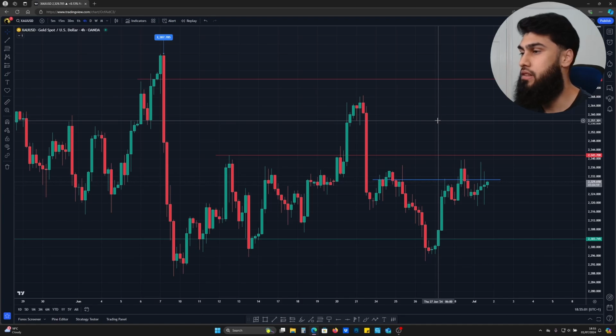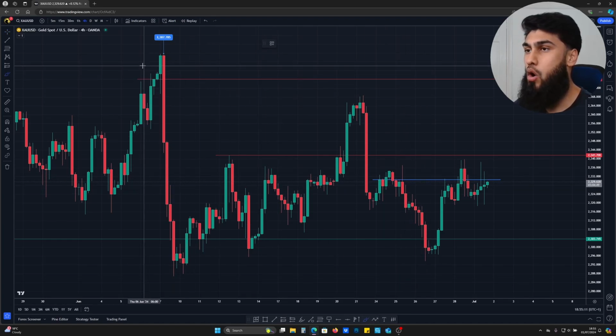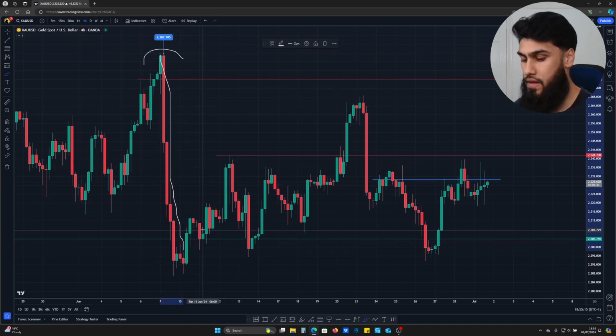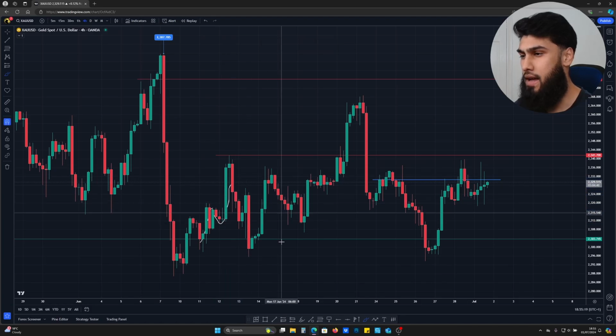So the reason this is an advanced example is due to the fact that we're going to be taking advantage of the substructure movements as well as the overall movements as well. So what do I mean by this? If you can see on the 4 hour time frame, overall market structure is bearish and we've seen that push down. However, we've then started to create this sort of substructure bullish, creating higher highs and higher lows.